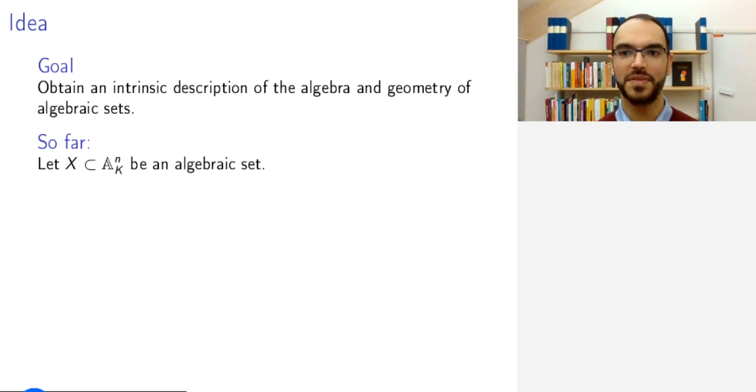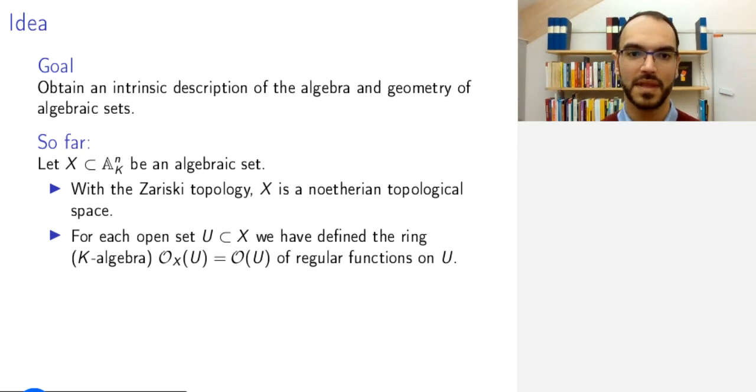We have come a bit along the way. So given such an algebraic set inside some affine space over an algebraically closed field K as usual, we have been able to define a geometry on this set intrinsically by introducing the Zariski topology. So we know that X is a Noetherian topological space.